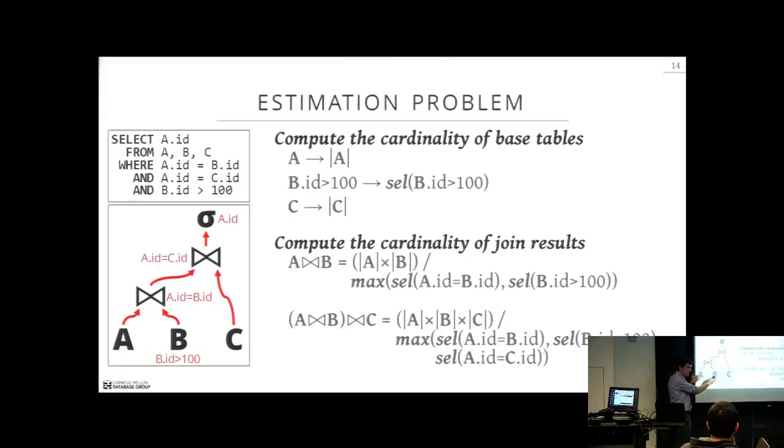This is why, as we'll see when we talk about the experiments that the HyPer guys did with Postgres, these things are widely off. If your estimates are bad at the bottom, then they're just going to be bad everywhere else. So there's no easy way to get around this.